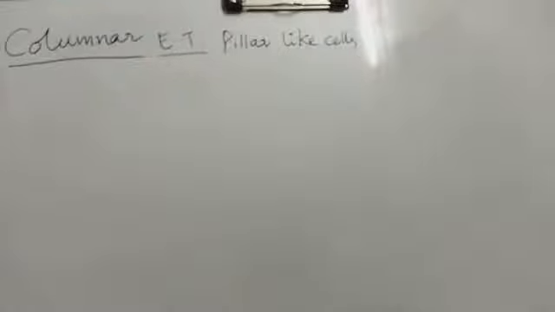Simple columnar and ciliated columnar. Two types are there, as I already said. Simple columnar epithelial tissue is present in the inner lining of small intestine and large intestine. So simply we can say inner lining of intestine. It facilitates the movement across the epithelial barrier, and this helps in absorption and secretion.